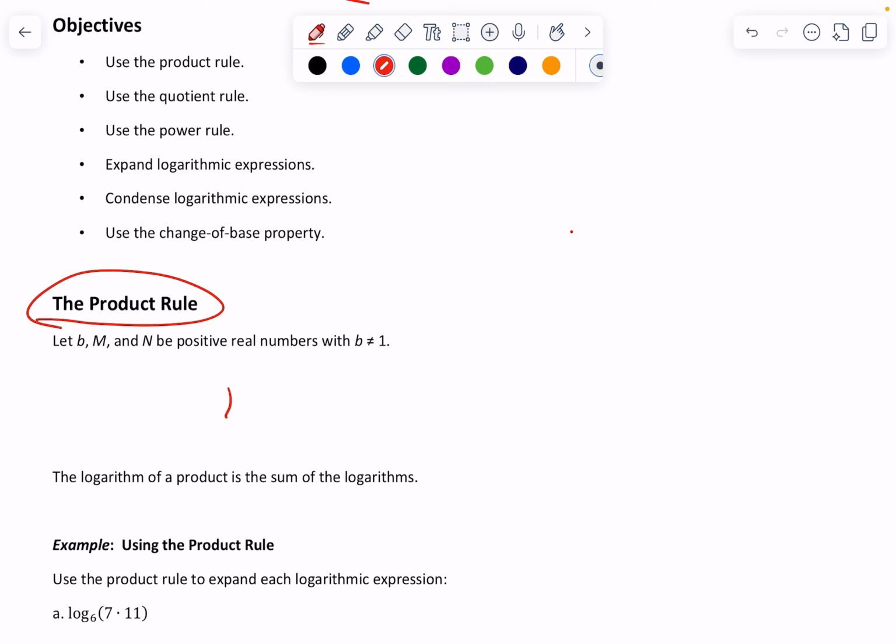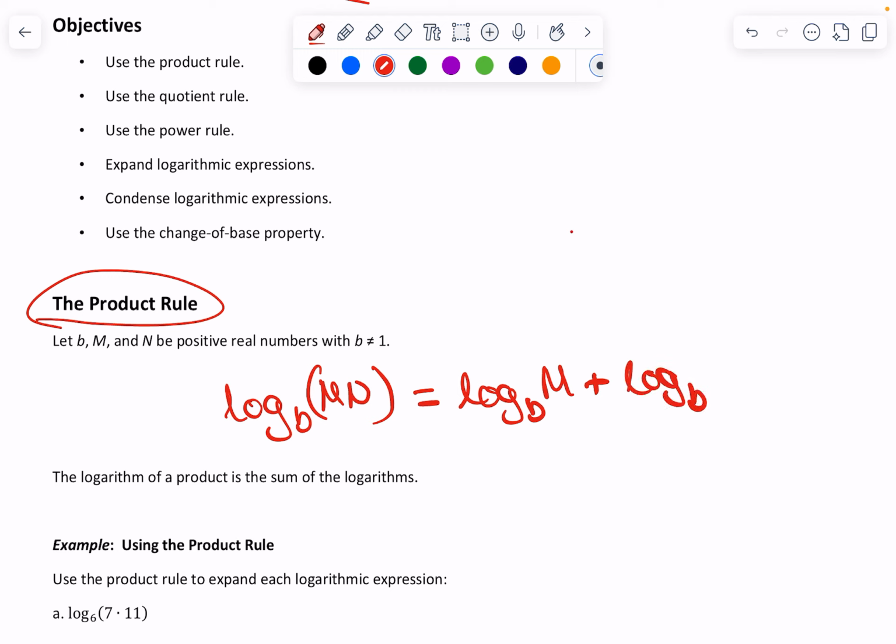And the product rule will be log with base b of m times n. And notice that m times n is inside parentheses to show that that is part of the log. This is the same thing as log with base b of m plus log with base b of n.